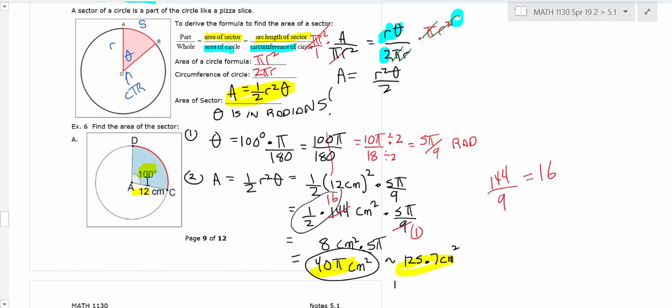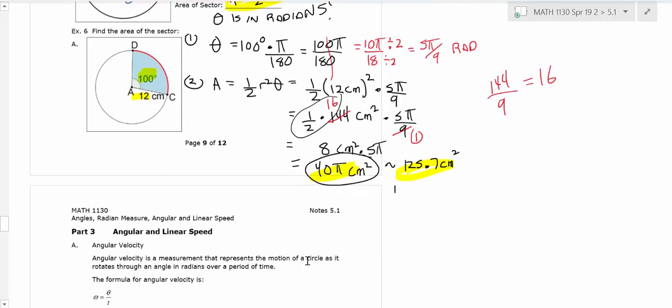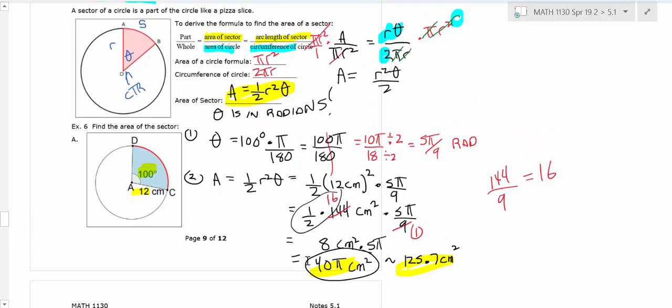Okay? And that's pretty logical. That makes sense to me. Okay? All right. Any questions about what I did? Okay. All right. Mainly it's just using the formula and make sure that you know how to handle the angle theta. That's it. You won't have much trouble with this.